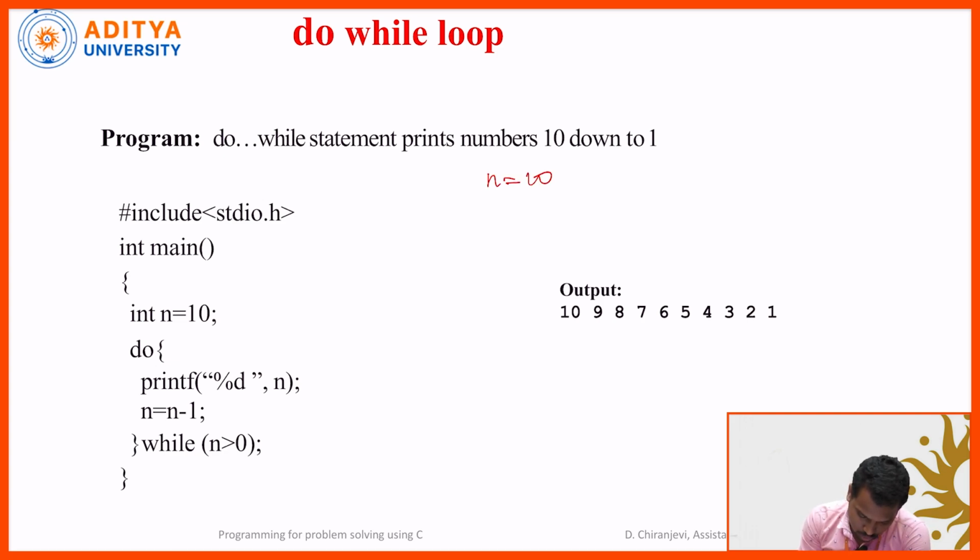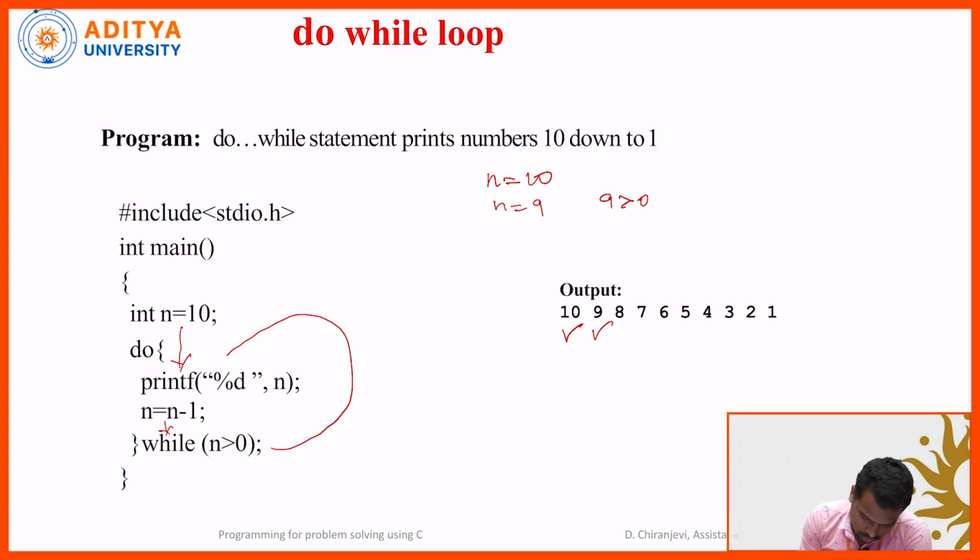Now control will be transferred to do. Here you are printing the n value, so n value 10 is printed. Then you update the n value, n minus 1. So n value is now 9. After that control will be transferred to the while condition. Currently n value is 9, so 9 greater than 0 is true. But when it printed 10, it did not check the condition, but it still printed the n value. That is the reason this do while loop displays at least one time, and then it checks the condition. So 9 greater than 0, true.